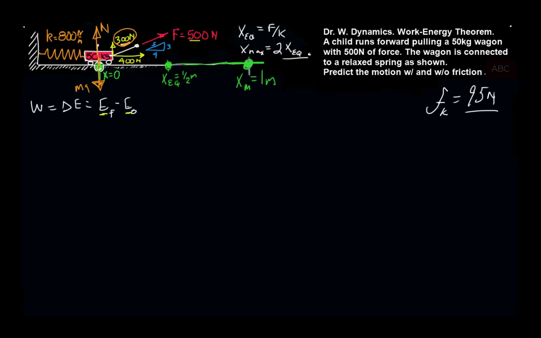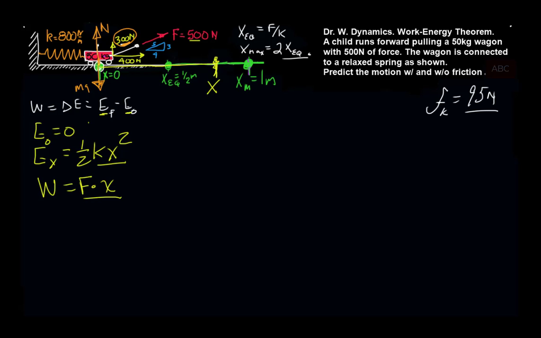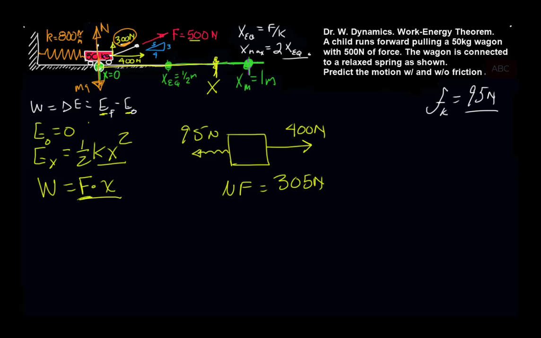It starts here at E0 is 0. It has no energy initially. It's then going to get pulled out to here someplace and stop at some location X. So the energy at X will be, again, 1/2 k x squared, where it stops at that location. And the work will be the force by the distance. Now for this force, again, let's look at our free body diagram. The boy is pulling this thing forward with 400 newtons, and now we have friction acting in the reverse direction of 95 newtons. So there's a net force of 305 newtons in the forward direction.